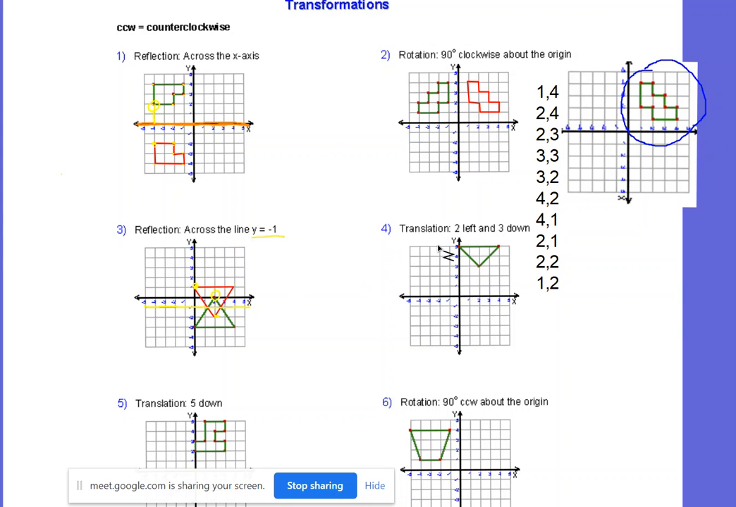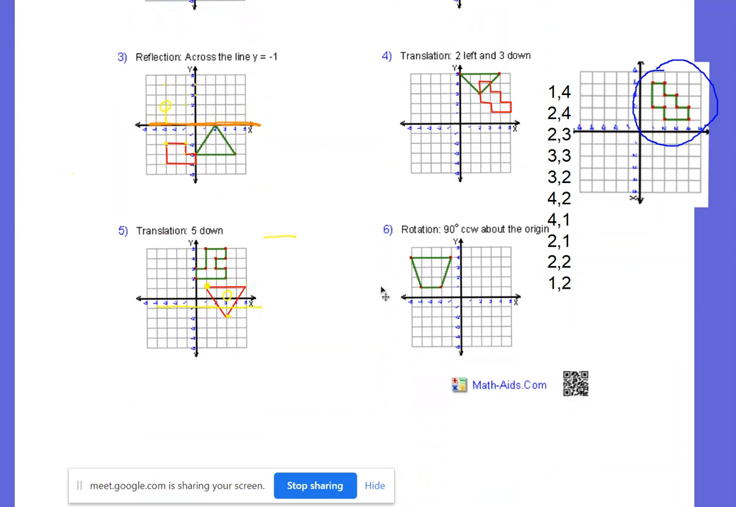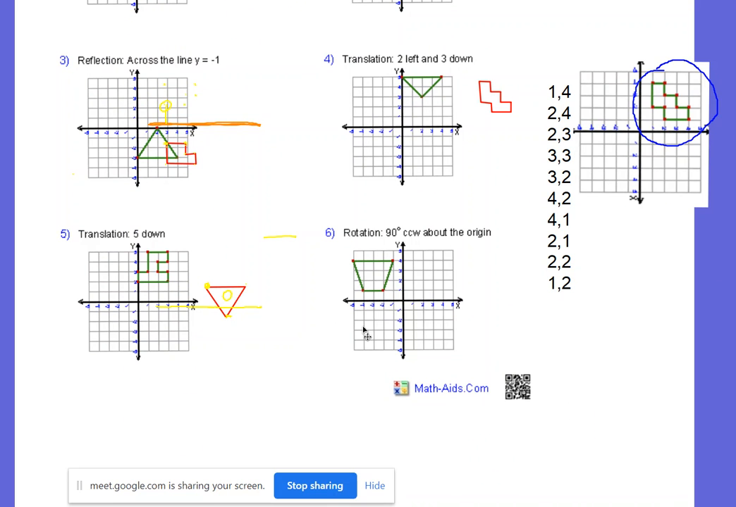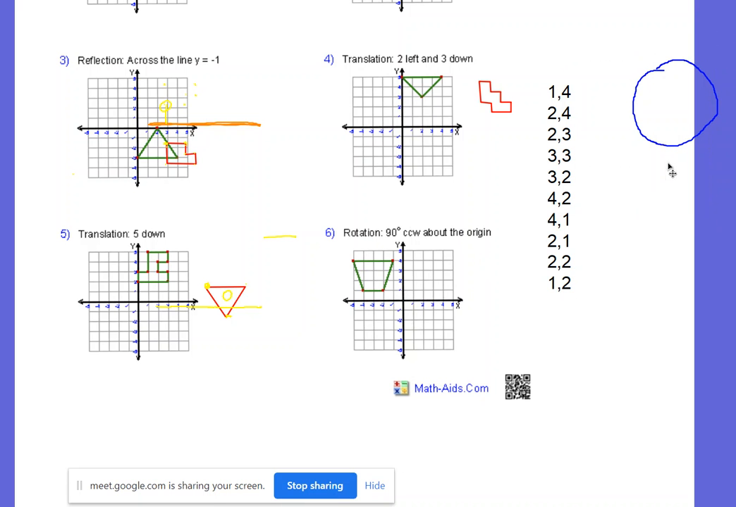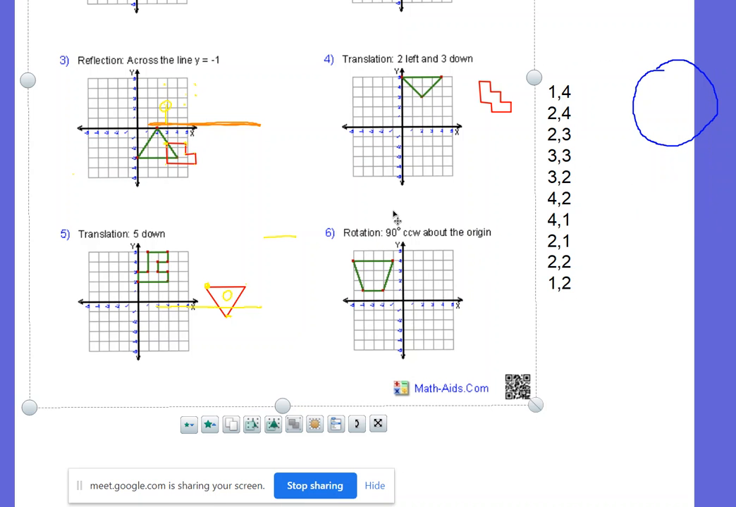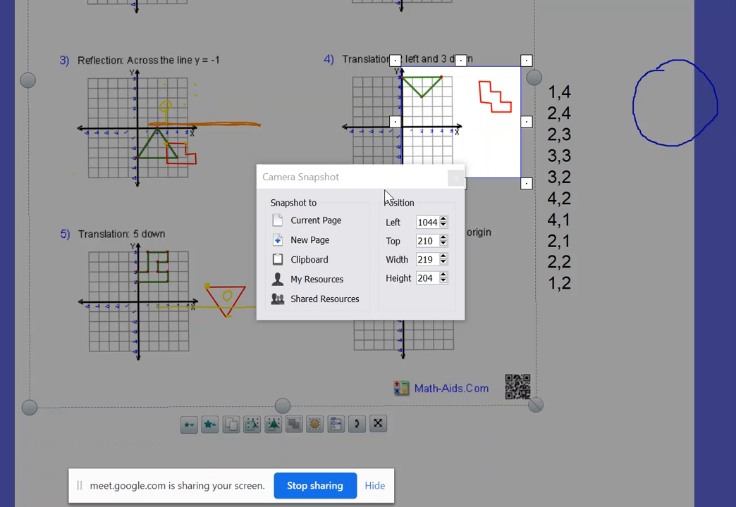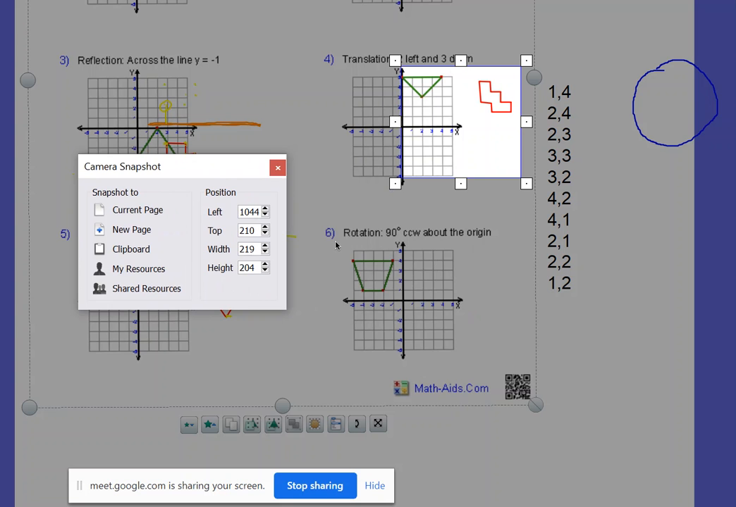Do you have questions on translating? No. Okay, I figured that one is probably a little more straightforward. Do you want to explain to me how to do this one? Sure. Okay. So first I would move my paper 90 degrees counterclockwise. Okay, so I'm going to take a picture here so I can do that.